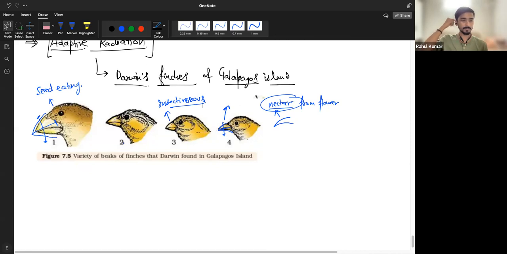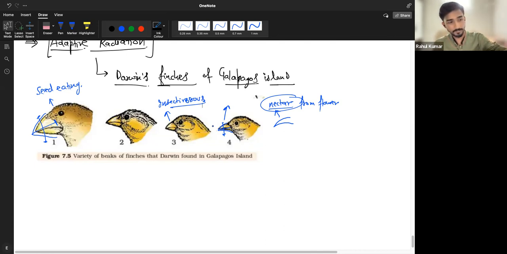Now, how can they develop? Now, again, use your logic. Do you really think that this broader beak finch, over time, because it is only getting nectar, its beak will start reducing? This is not how evolution works. So what's happening? How does a seed eating bird become a nectar eating bird? If you can answer this, you understood evolution. Anyone?